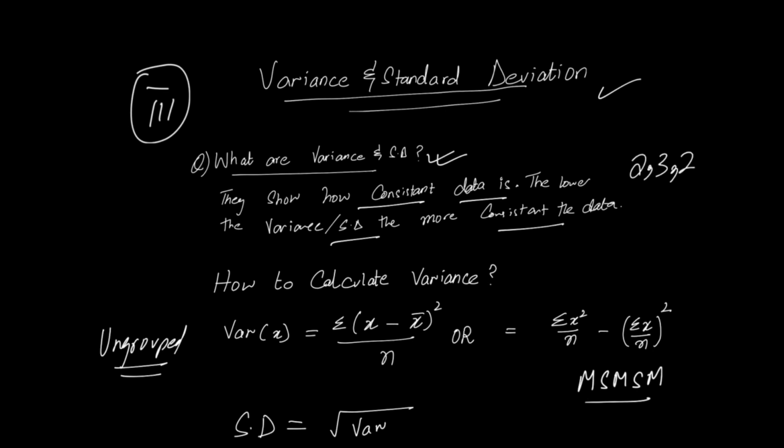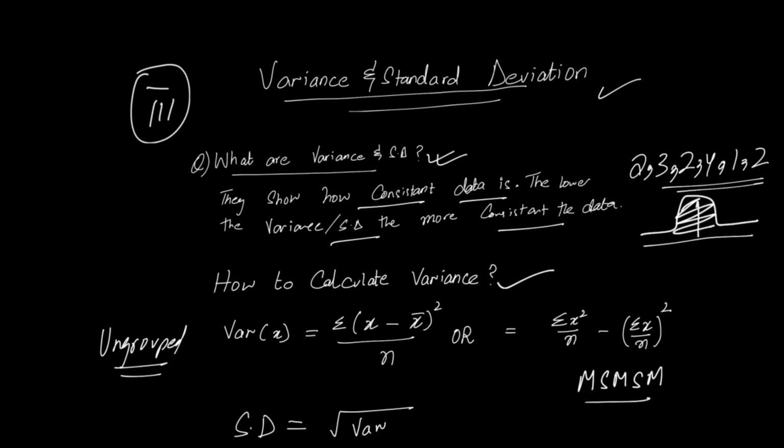So 2, 3, 2, 4, 1, 2. All of the data is very consistent. It is very near the mean value. Most of the data is near the mean value. Okay, so how do we calculate variance and standard deviation?